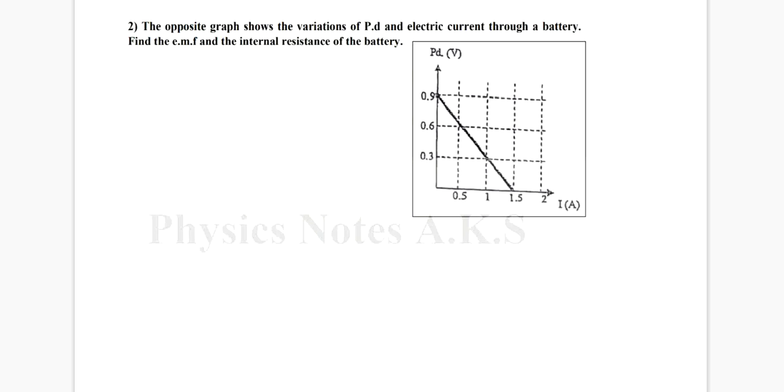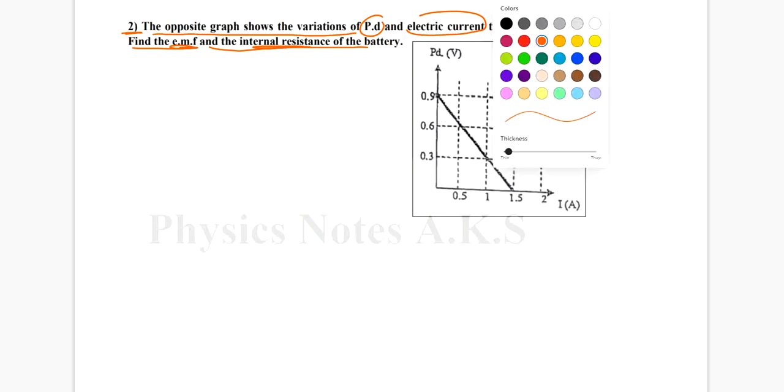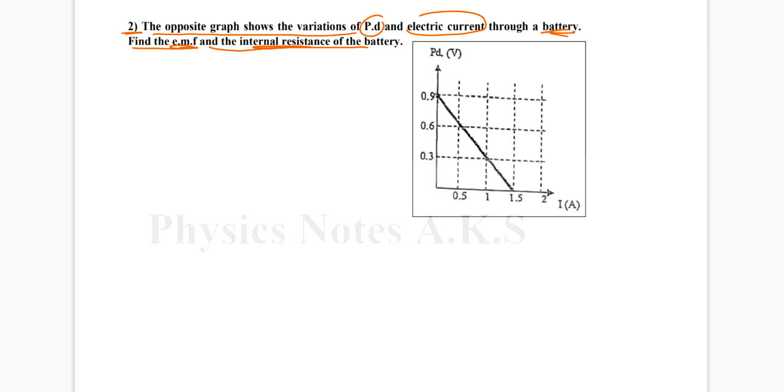Hello. Question 2 of the extended questions says, the opposite graph shows the variation of potential difference and electric current through a battery. Find the electromotive force and the internal resistance of the battery. As you notice here, the potential difference and current are inversely proportional because it is inside a battery.